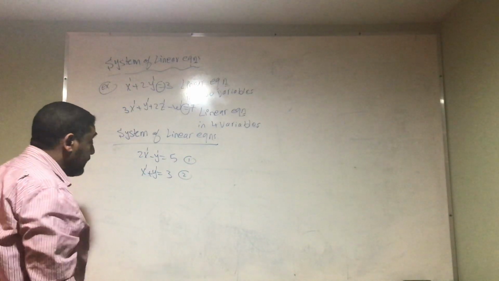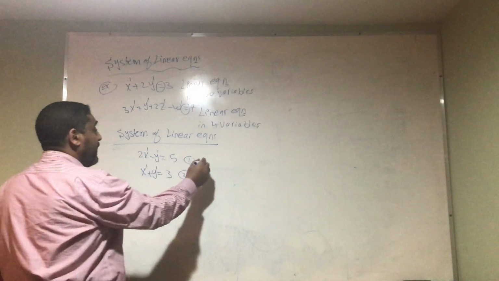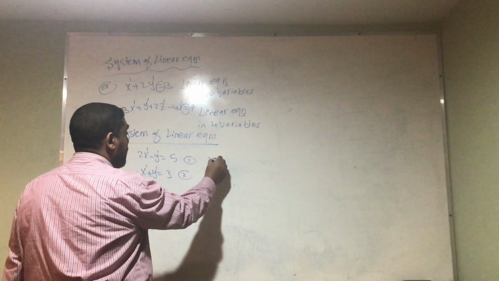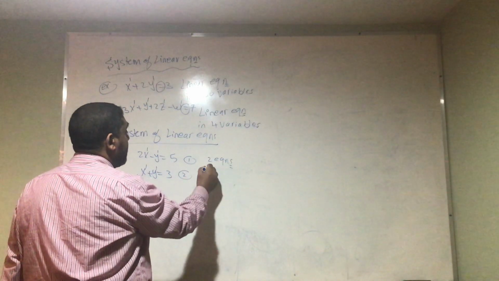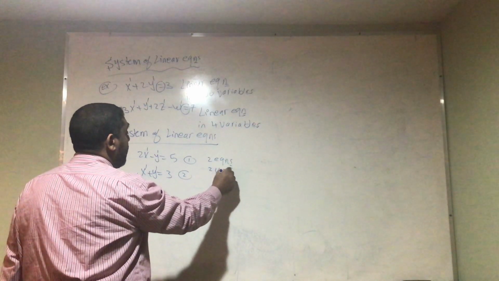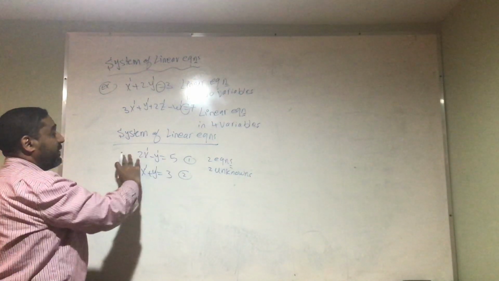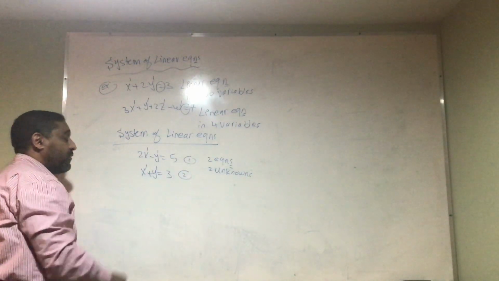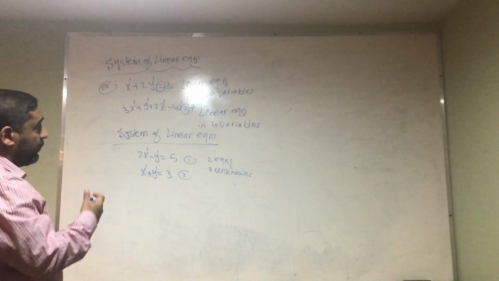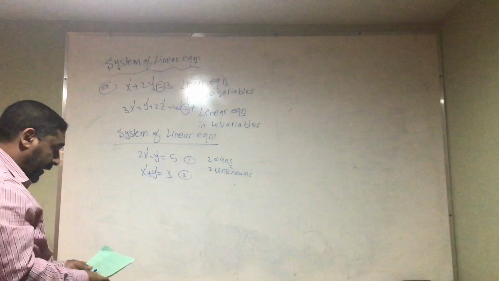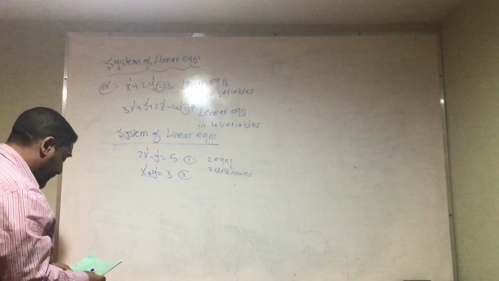How many equations do you have here, guys? You have 2 equations and 2 unknowns, or 2 variables. So that is a system consisting of 2 equations and 2 unknowns. All right, our goal for today is how to solve this system of linear equations.